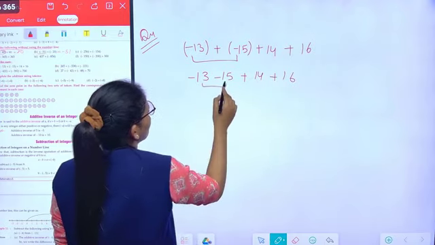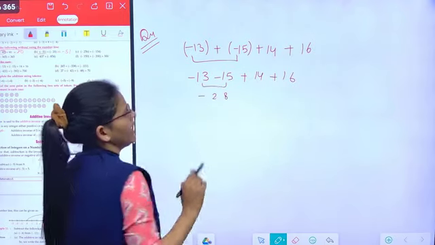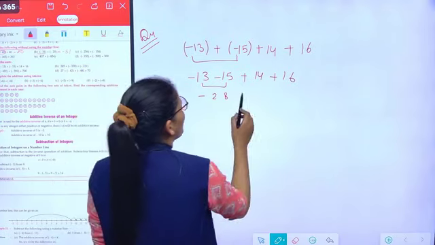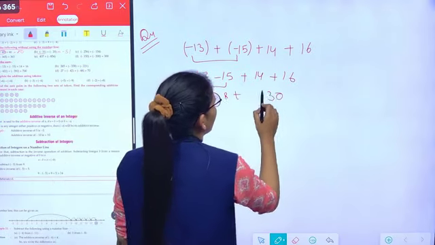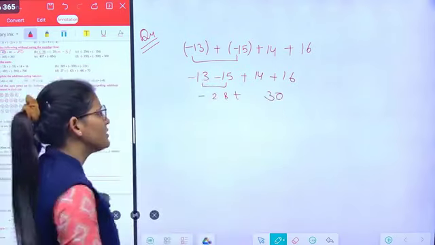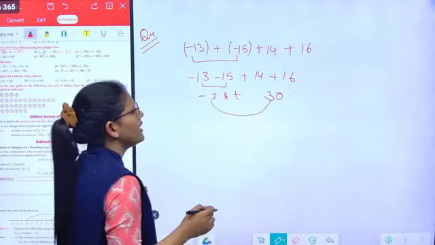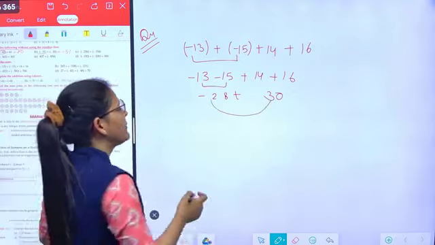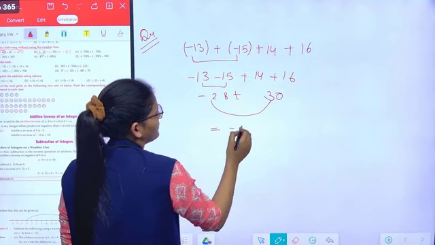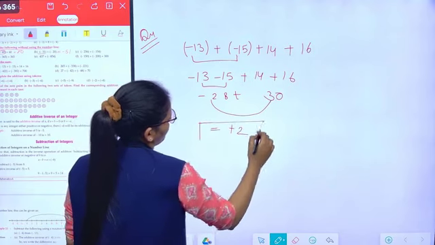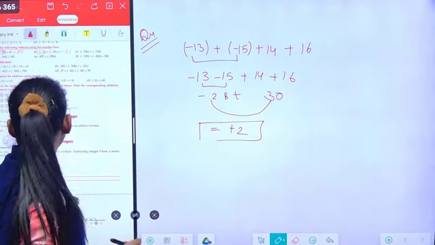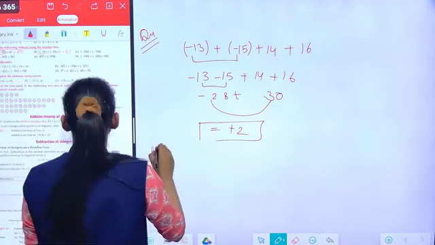Now class, it will become minus 28, plus 74. Understand? Now class, 14 plus 60, 74, minus 28 is equal to plus 46. Understand class? Now class, see the B part.